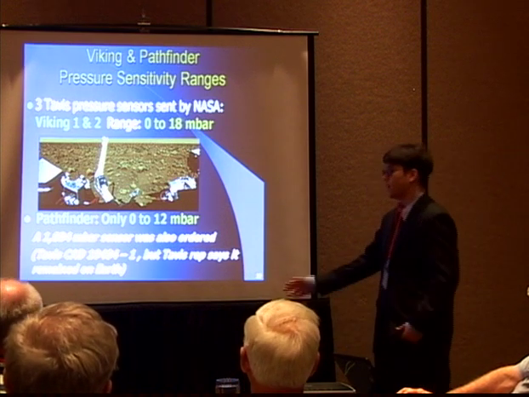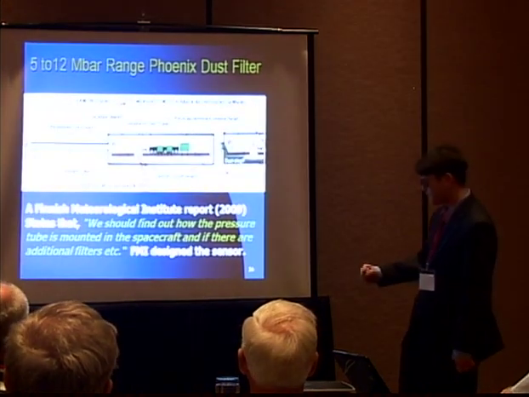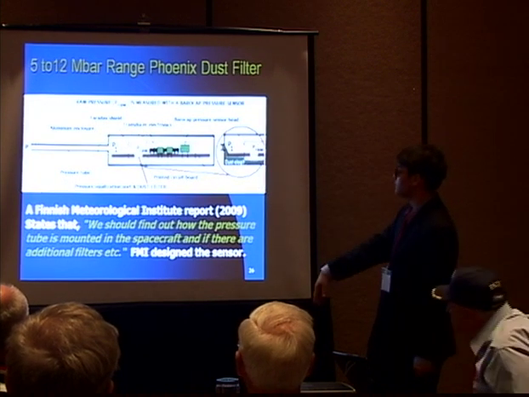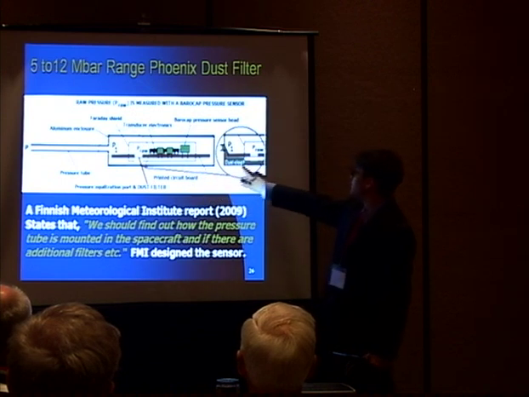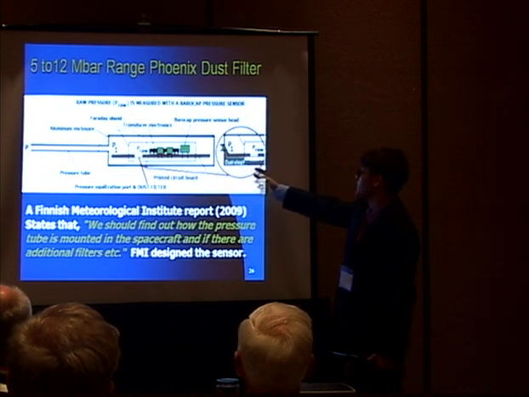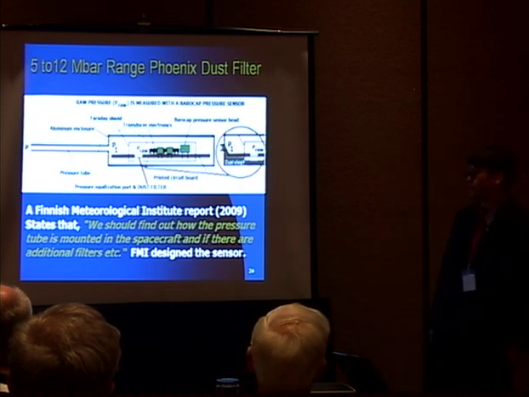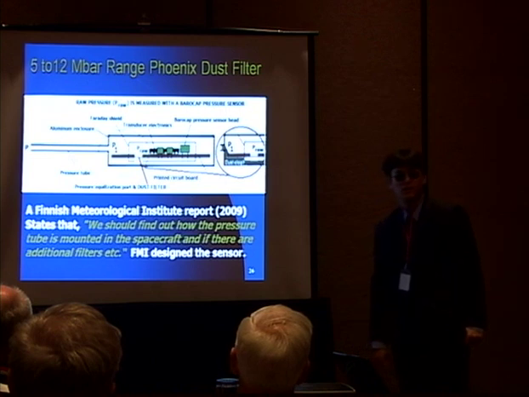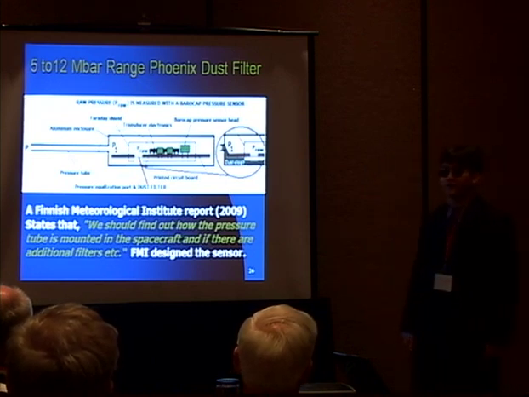All right, next. Phoenix pressure sensor. On the left there, you see the air access tube. On the right, you can see there's a dust filter. And then this is what it sort of looked like if there was a dust cloud. The FMI, who built the sensor, actually stated we should find out how the pressure tube is in the spacecraft, and if there are additional filters, etc. Meaning that the people that built this sensor essentially did not know what happened to it after the wreck.